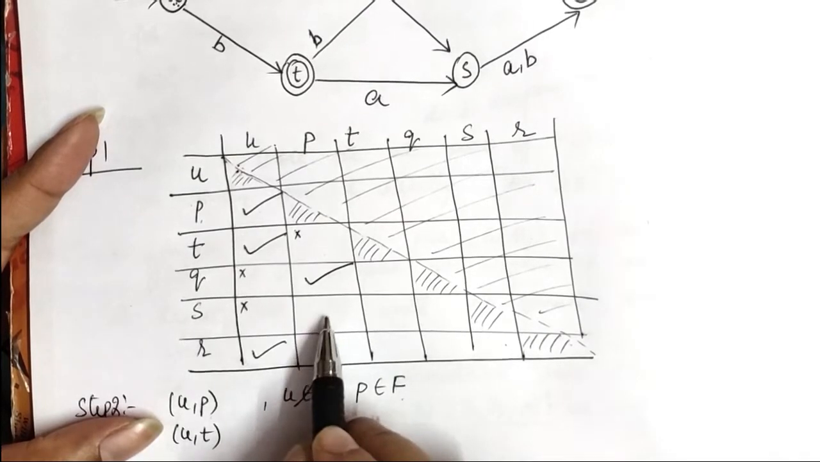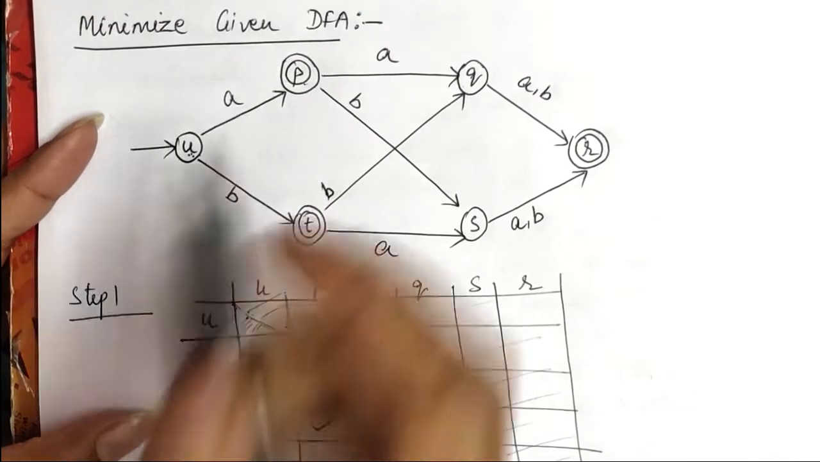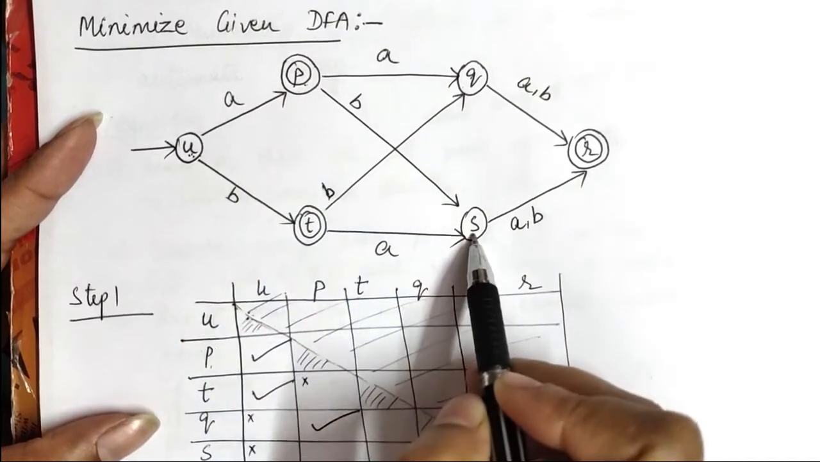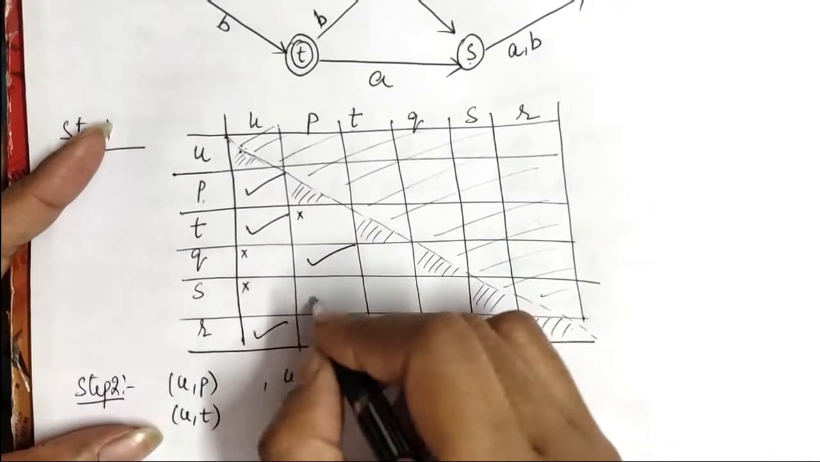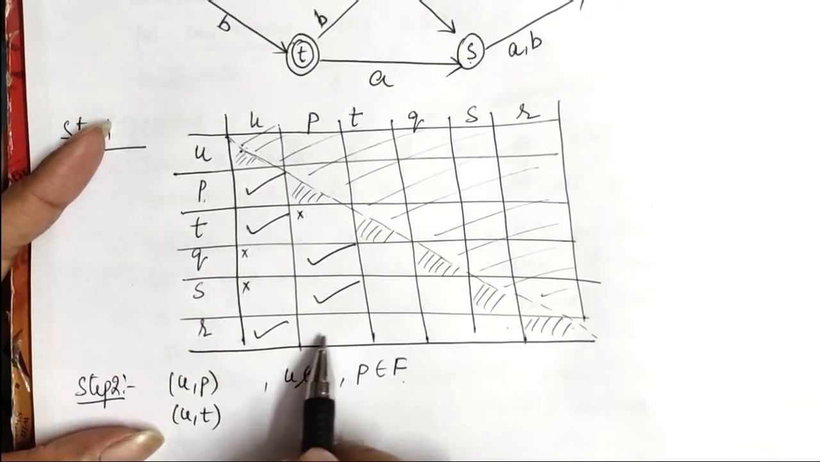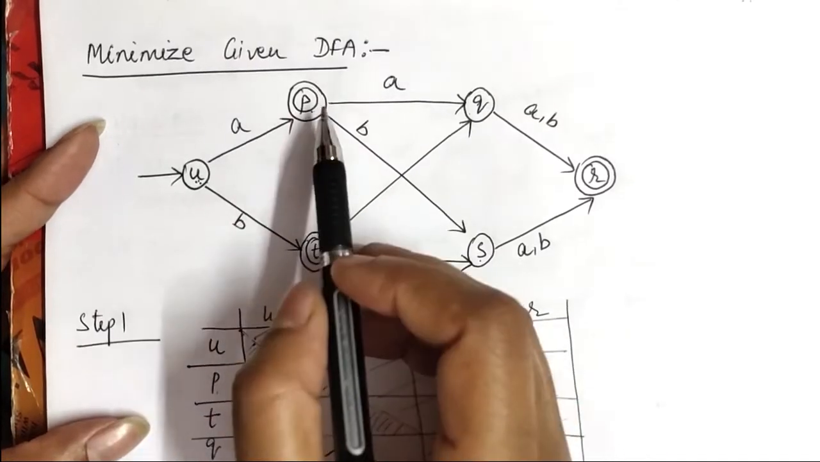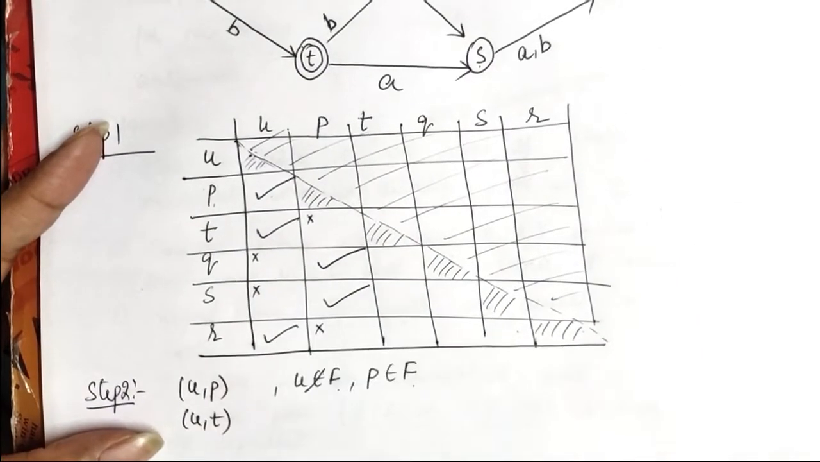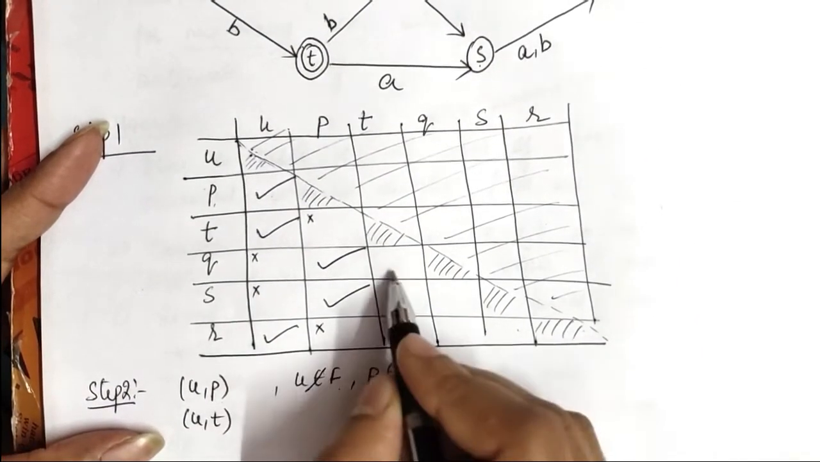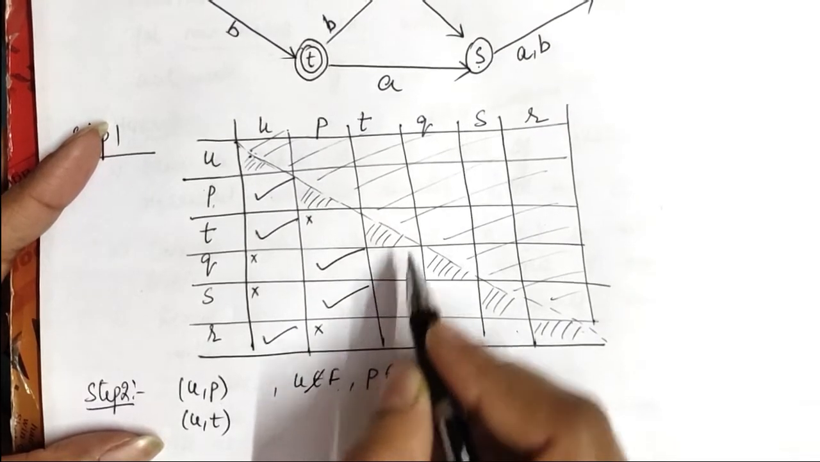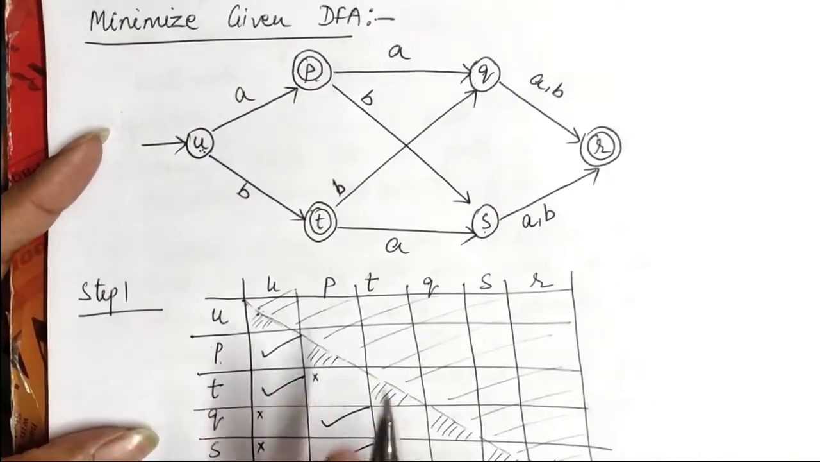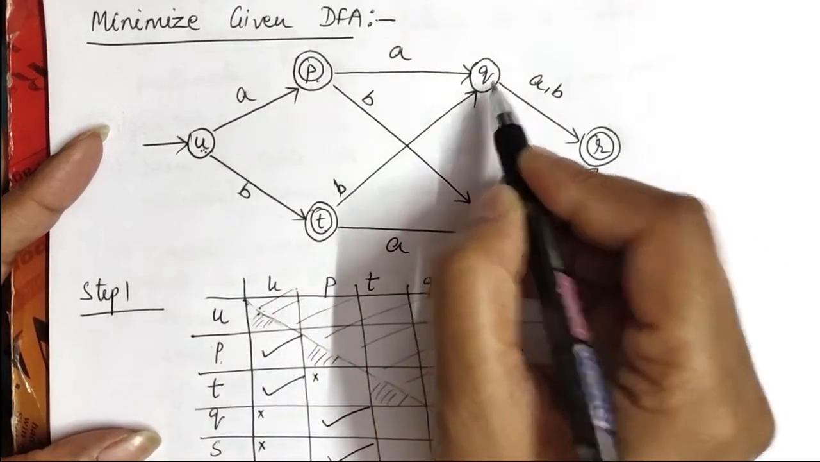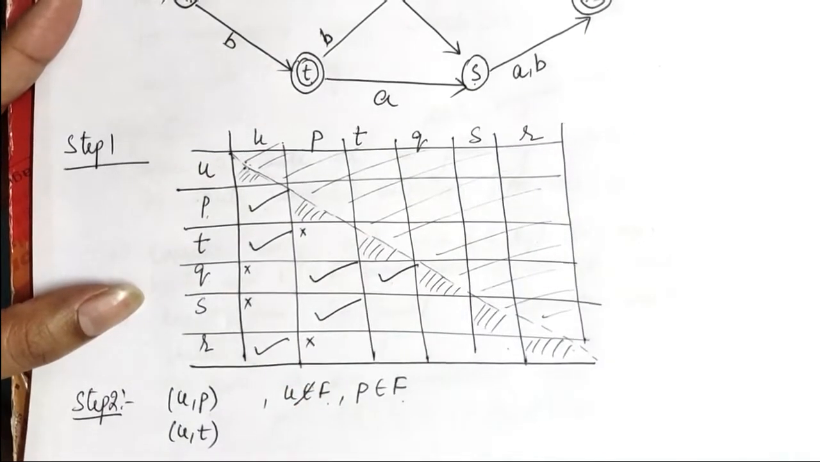Now this cell is P comma S. For P comma S, P belongs to the final state, S does not belong to the final state, so we mark it like this. Now this cell is P comma R. In P comma R, P belongs to the final state and R also belongs to the final state, so we do not mark it and show it by a cross sign. Now for this cell, T comma Q, T belongs to the final state, Q does not belong to the final state, so we mark it like this.